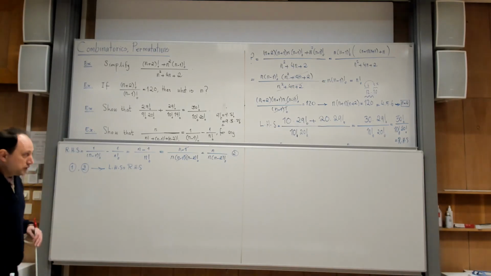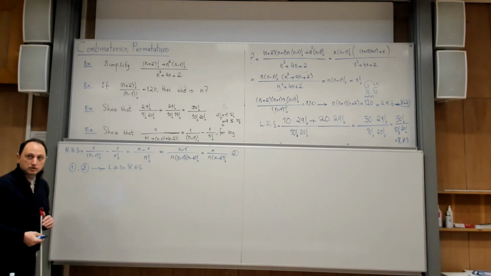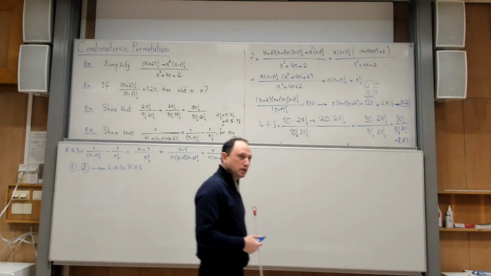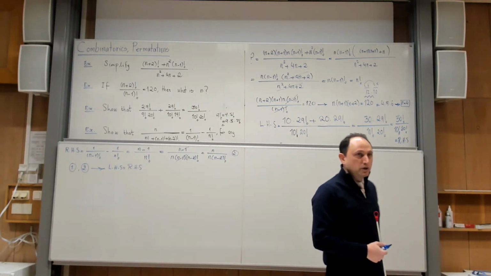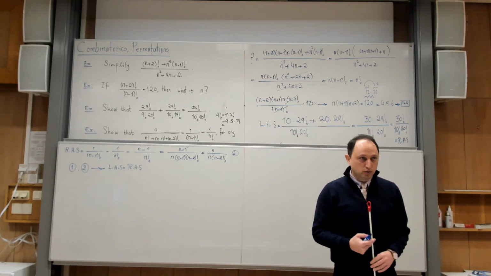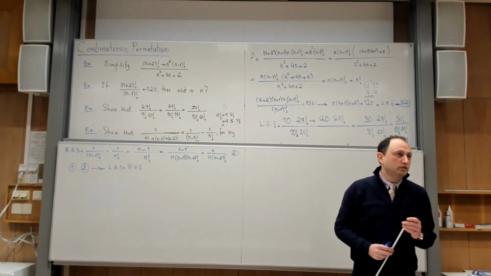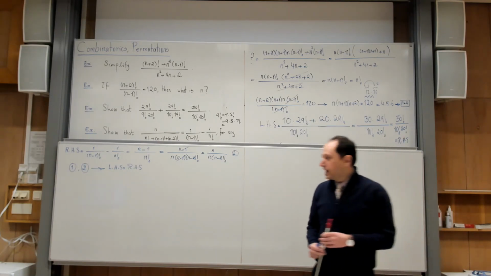So if you have some objects, these objects might be distinct or not, but you want to arrange them in a row. By the word arrange here I mean that, for some reason, the order is important. So you have some objects.